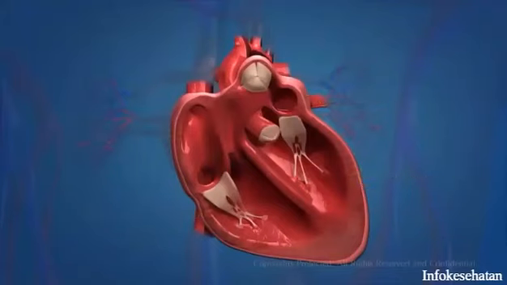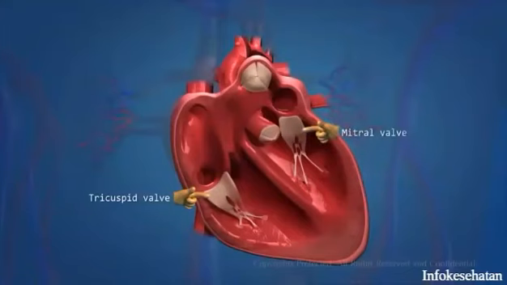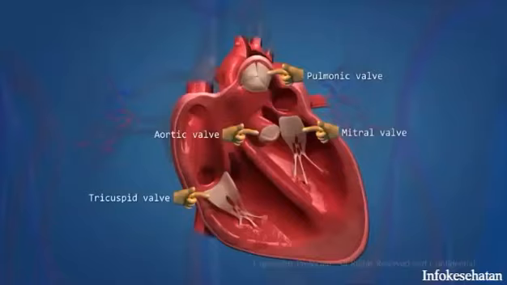There are 4 valves in the heart. These valves are tricuspid valve, mitral valve, aortic valve, pulmonic valve. These valves are one-way valves.